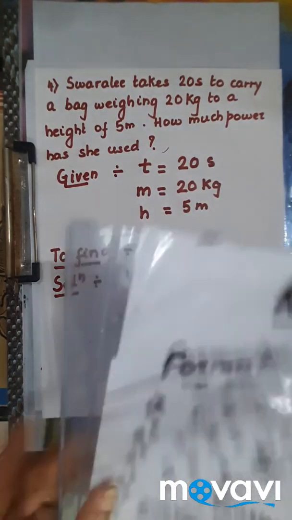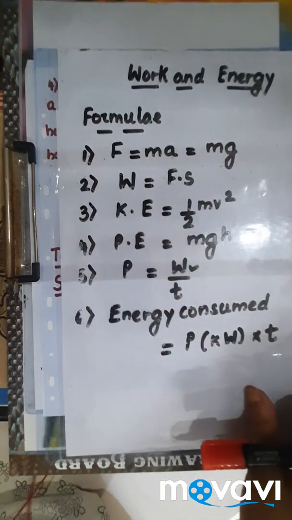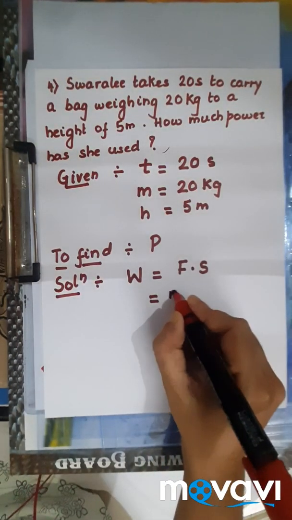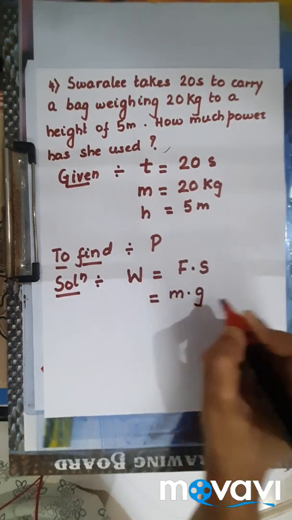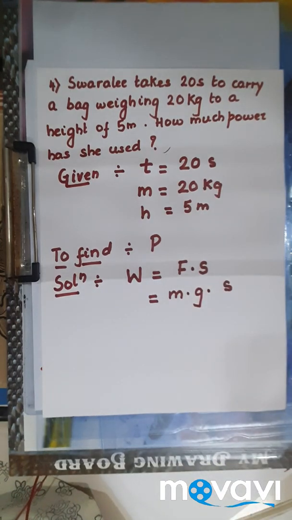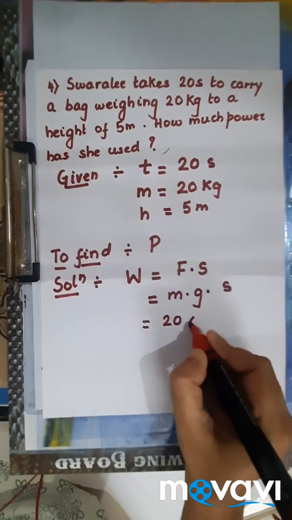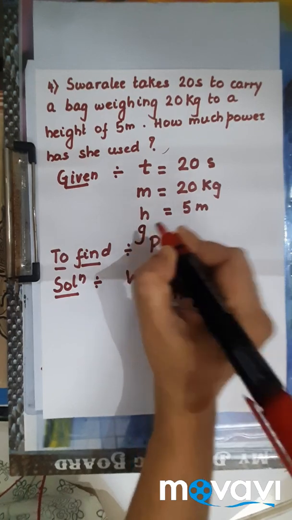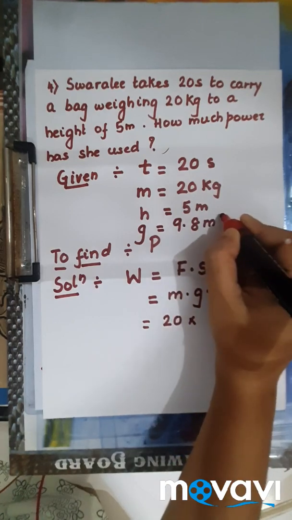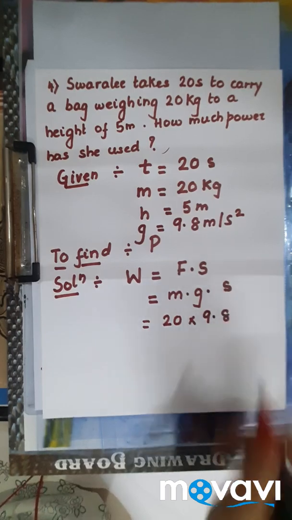I told you force, remember, is equal to mass into acceleration or mass into gravitational acceleration. Now she's carrying the bag, right? So therefore this is m into g into s. Okay, displacement, right? Now we know how much the mass is. Mass is easy, it is 20 kg. What about g? I told you, whenever you require, if they have not given you, you can take g as 9.8 meter per second square, right? So this is 9.8. Is that clear?